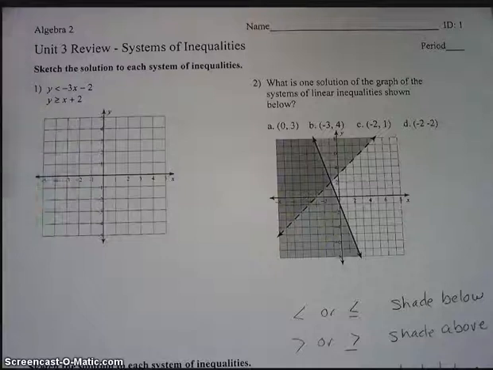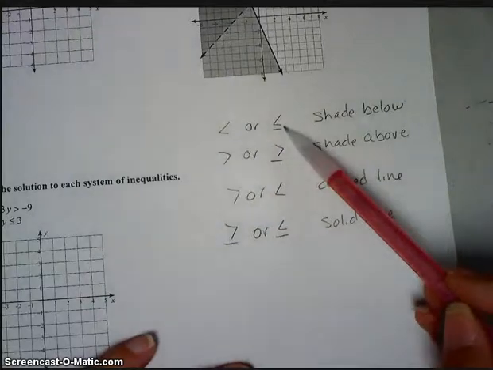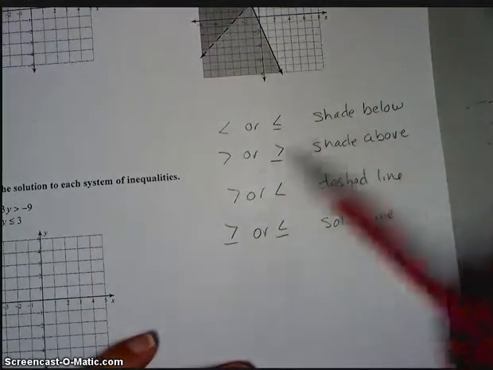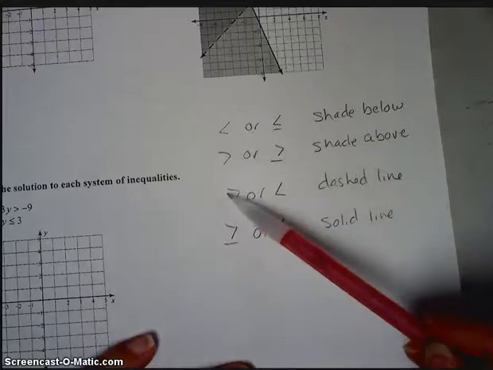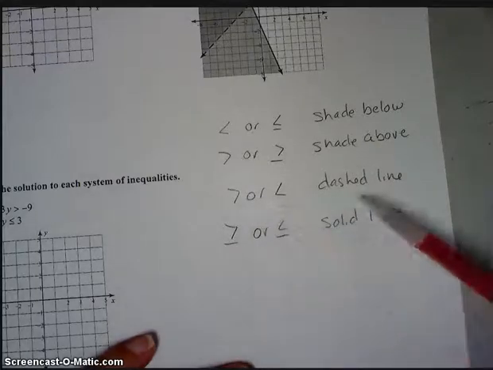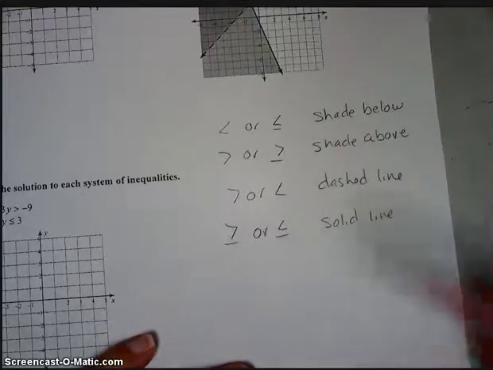Okay, this review is on systems of inequalities. Before we go to any examples, I want to remind you that if you have a less than or equal to, you want to shade below the line. Greater than or equal to, you shade above it. If you have just a greater than or less than with no line under it, you have a dashed line. But if you have a line under the inequality, you should have a solid line.